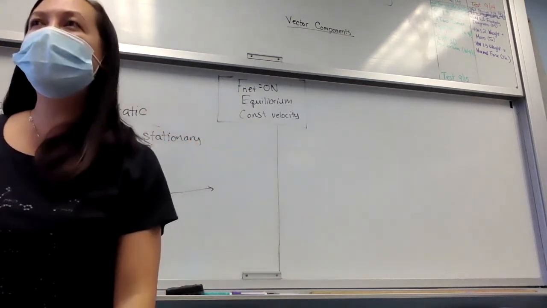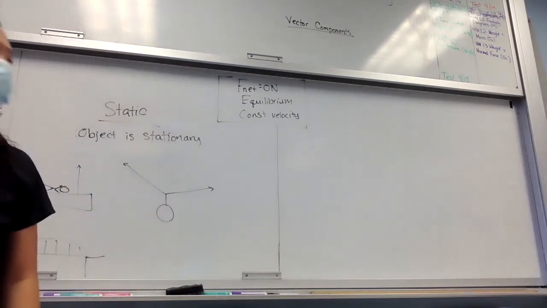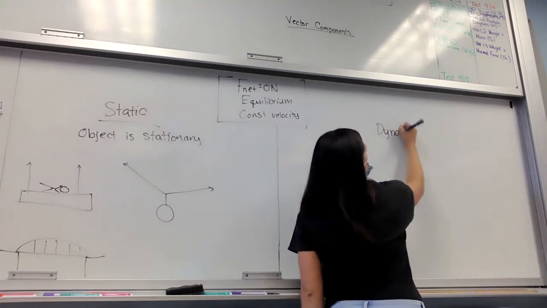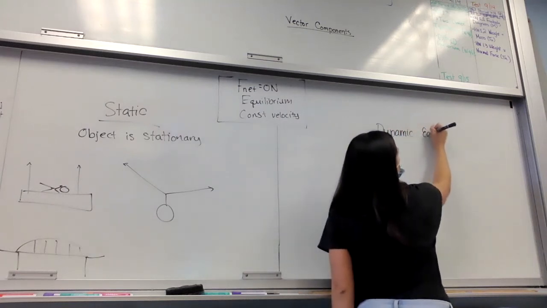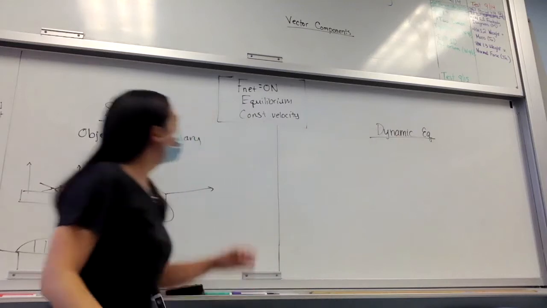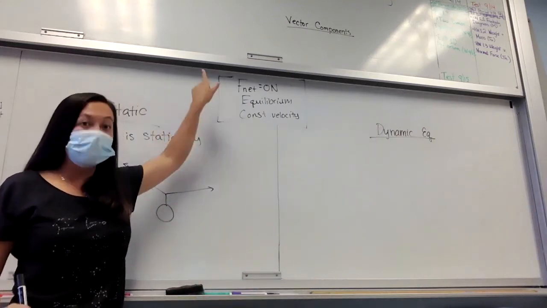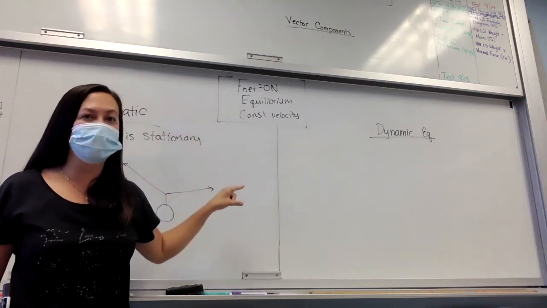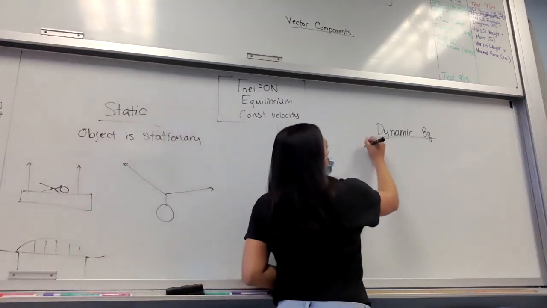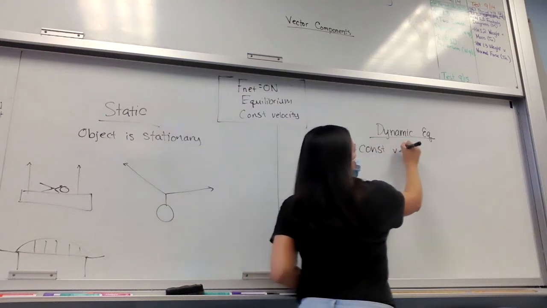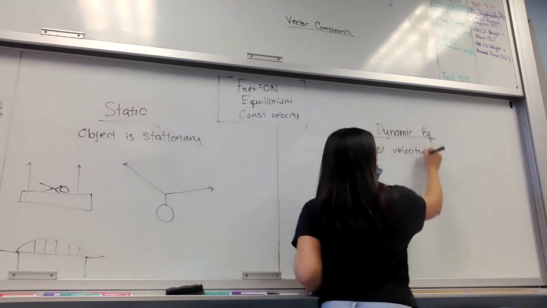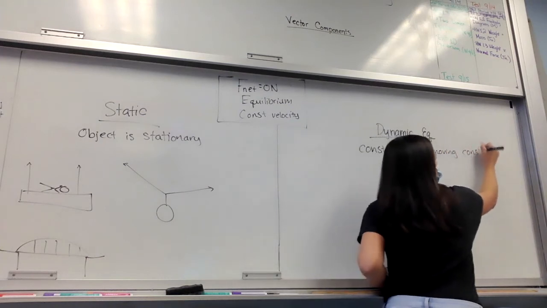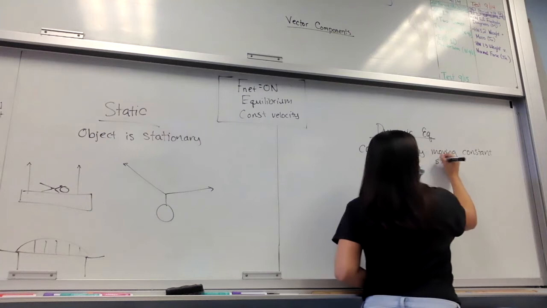The other problem that you've done like this is the very last problem of the homework. This is called dynamic equilibrium. Dynamic equilibrium is where your net force is zero, the forces are balanced, and so you're going at constant velocity. Dynamic equilibrium is when you have a constant velocity that is not zero. You're moving at the same speed and keeping the same direction.